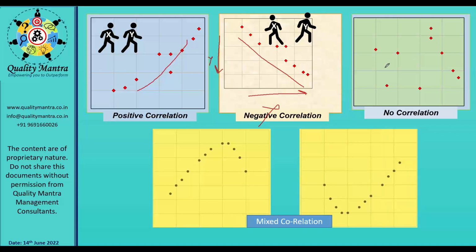no correlation. You don't know where the x and y are going. Then there is a mixed correlation. It can increase up to a certain level with the x, and after that it starts decreasing with the increase in the x, and then with the increase in the x it starts increasing. So it can be a mixed correlation also. First a positive and then a negative, or a negative and then a positive.